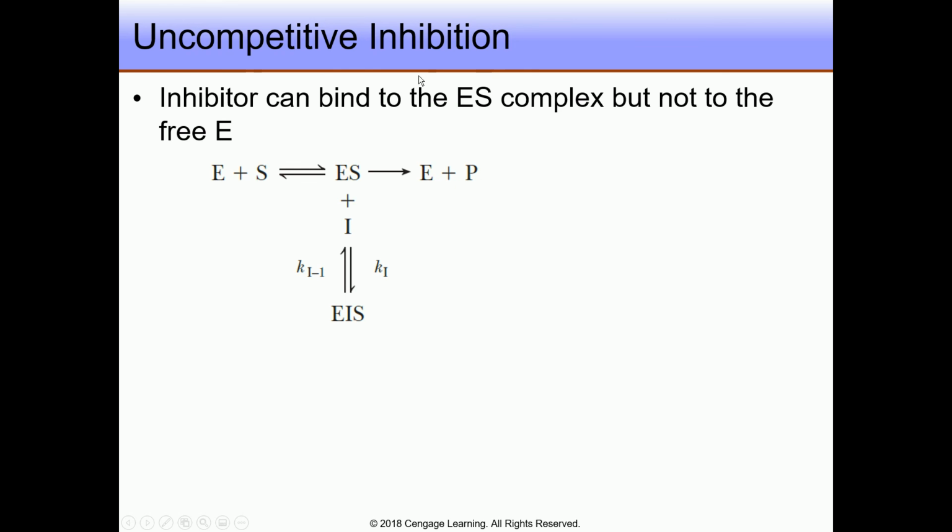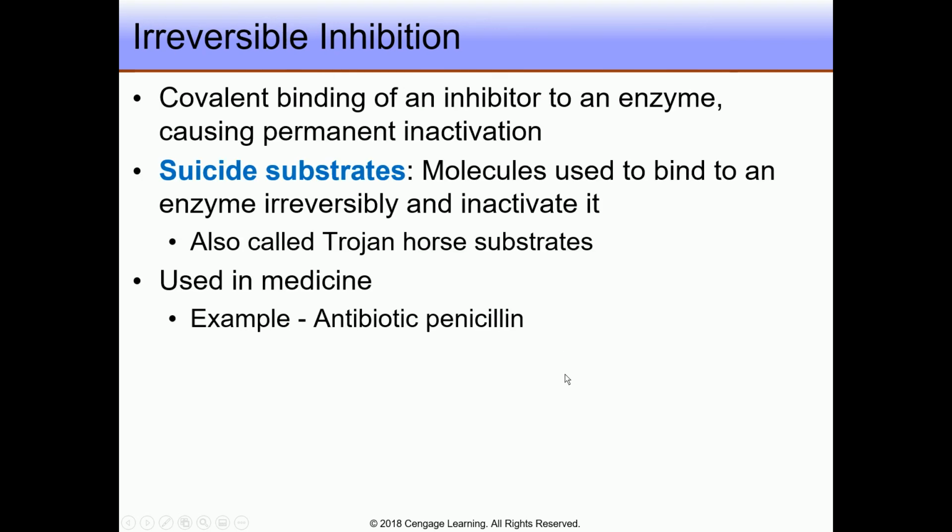In uncompetitive inhibition, the inhibitor binds to the enzyme-substrate complex. And irreversible inhibitors, I have already talked about. They are the ones which form covalent bonds with the enzyme, and as a result, the enzyme becomes permanently inactive. It cannot be regenerated. I gave you the example of an antibiotic, which is an example of an irreversible inhibitor.